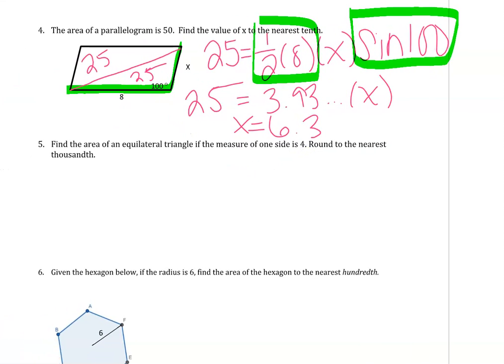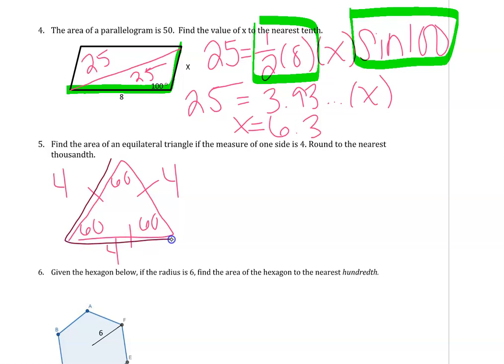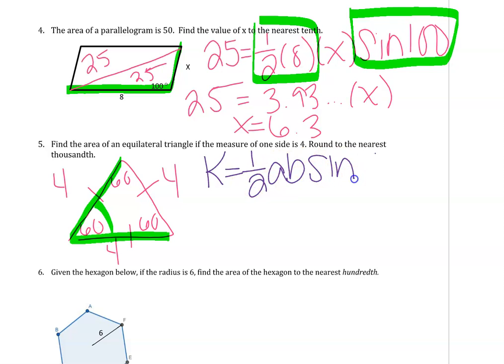All right, what about the area of an equilateral triangle if the measure of one side is 4? Well, in an equilateral triangle, we know that all the angles will have to be 60 degrees because all the sides are congruent. So it really doesn't matter what side you pick because all of them will end up being 4, right? So for the area of our equilateral triangle, we'll just use any two sides, and then no matter what, the included angle will be 60. So area equals 1/2 AB sine of C.